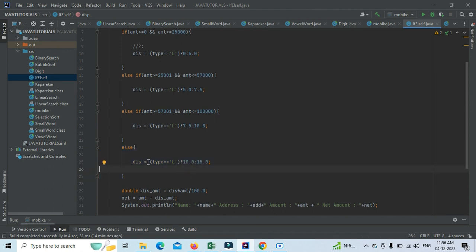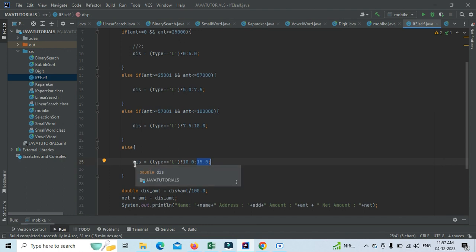So that's why I have used this ternary operator, where I have checked whether the type of purchase is L or not. If it is L, question mark, it is questioning. The compiler is asking, is it L? If it is true, then set the discount as 10. So it would be assigned to discount 10.0. But if it is not laptop, if it is desktop, then 15 would be assigned to discount.